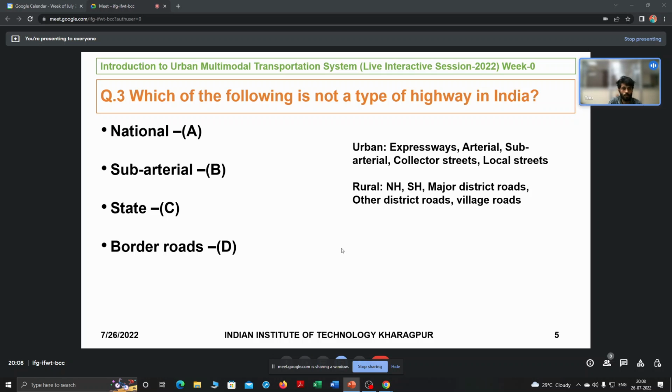So highway basically refers to the rural roads, right? In India. So then also the border roads come under village roads. So it is also a type of highway.